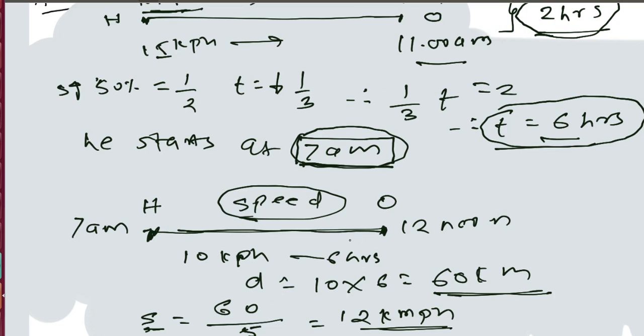In this question what we did is, we computed the time at which he was starting from home, then we computed the distance from home to office, right? Then we solved the actual question. The question was how much speed he should start with in order to reach in 5 hours from home to office. So the speed is equal to distance upon time, so 60 upon 5. That's the answer. So thank you.